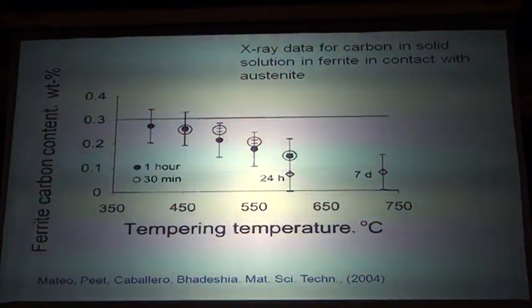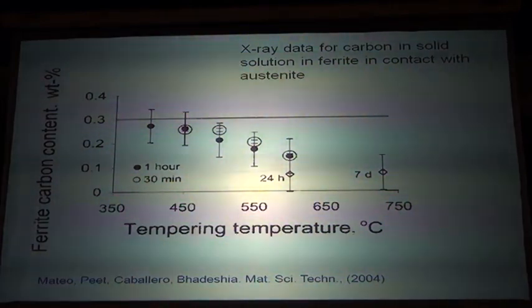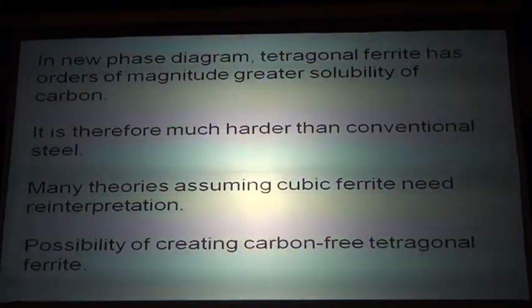And when they measured the carbon concentration in the pearlitic ferrite, again they found that it is much higher than solubility would explain. And they proved that that is not simply because of deformation, but because the carbon is in solid solution. And the same result was confirmed using atom probe analysis. So, in the new phase diagram that we have proposed, tetragonal ferrite has orders of magnitude greater solubility of carbon.